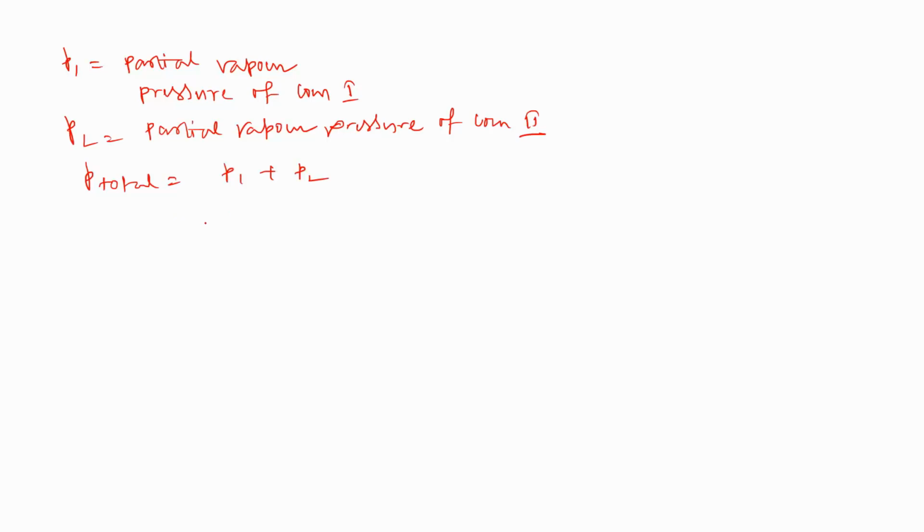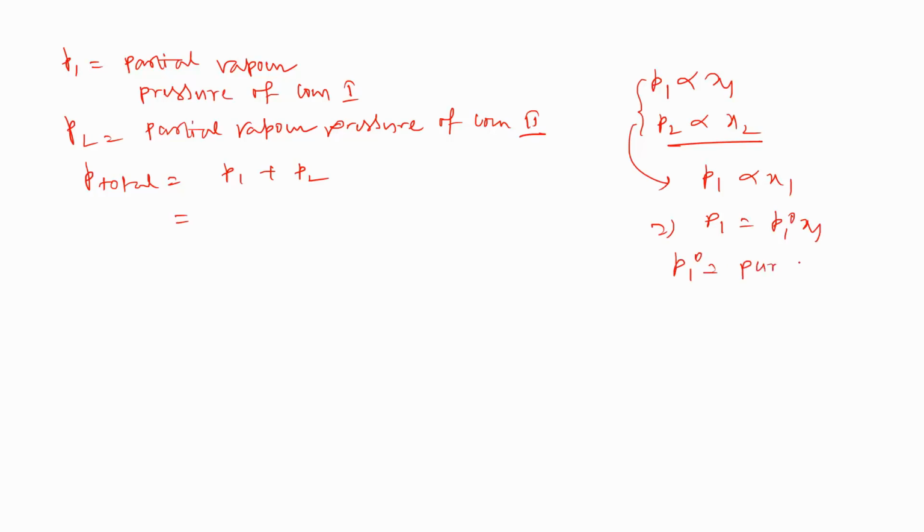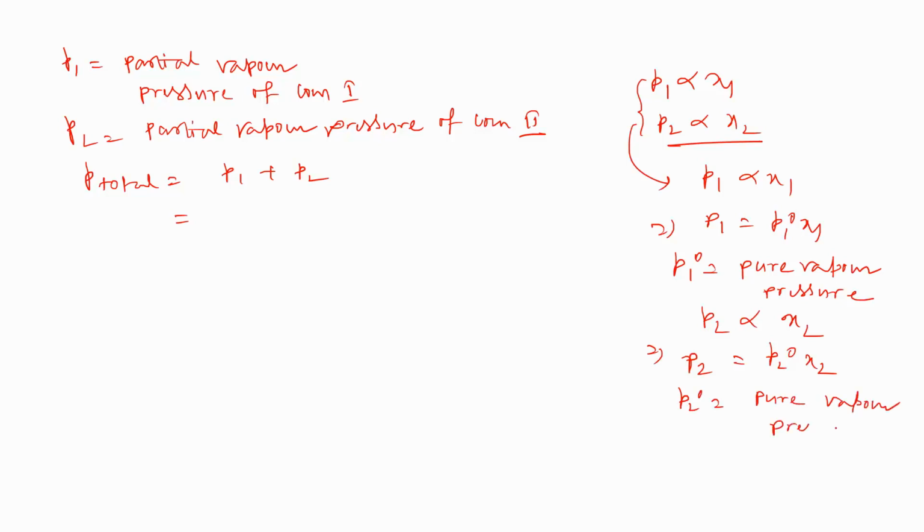And we know from Henry's law, P1 varies with X1 and P2 varies with X2. So P1 equals P1⁰ X1, where P1⁰ is the pure vapor pressure. Similarly, P2 varies with X2, so P2 equals P2⁰ X2, where P2⁰ is the pure vapor pressure of component 2. So we have two equations: P1 equals P1⁰ into X1, and P2 equals P2⁰ into X2.